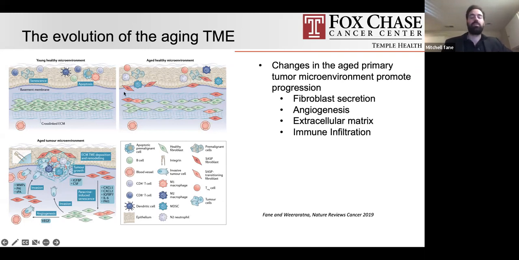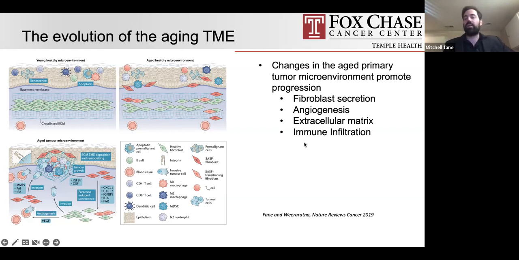So fibroblasts are responsible for secreting soluble proteins and also depositing extracellular matrix, which makes up the structure of almost all of our tissues. And it's one of the key stromal components of almost all tissues within the body. We also see a really dramatic change in angiogenesis, where usually over time as we age, we see a decrease in angiogenesis within the body. However, within these tumors, we tend to see, in most cases, an increase in angiogenesis.